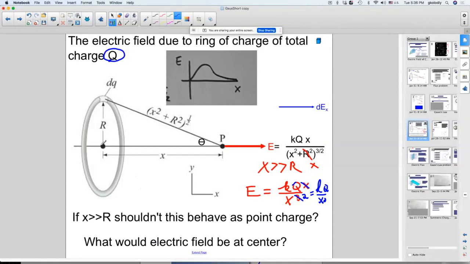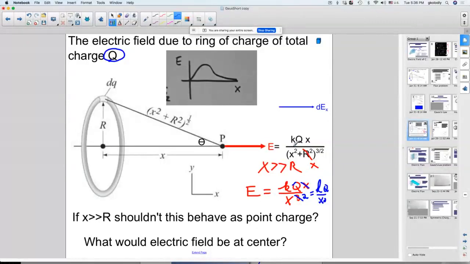What would be the electric field at the center? So at the center, just let x equal 0, right? And the electric field will be 0. x equals 0 here. The electric field here would be 0.